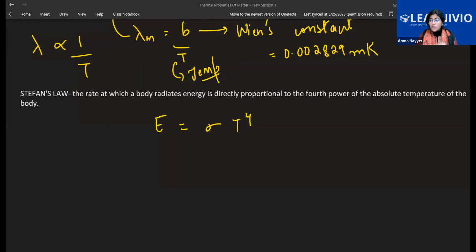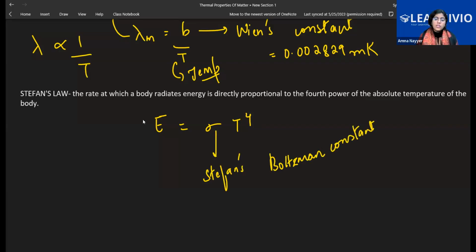Okay. And the constant that you use here is called the Stefan-Boltzmann constant. Stefan-Boltzmann constant. So Boltzmann you must have heard already. Stefan-Boltzmann constant. What is E? E is the energy radiated by the body.